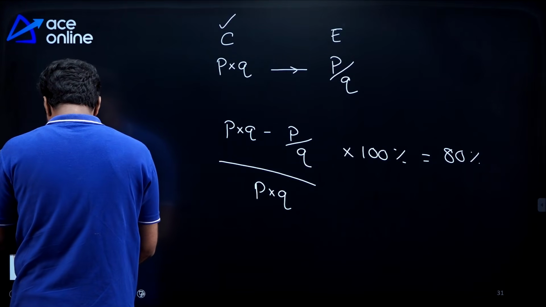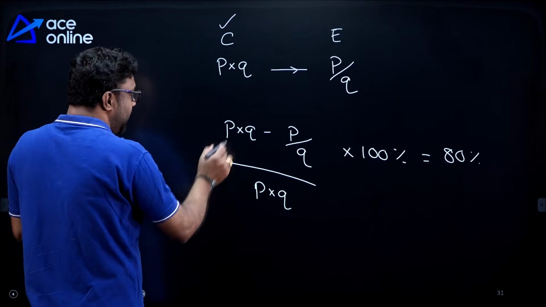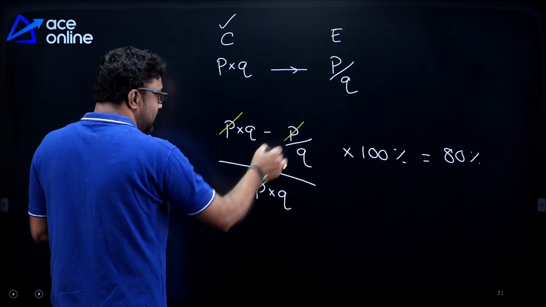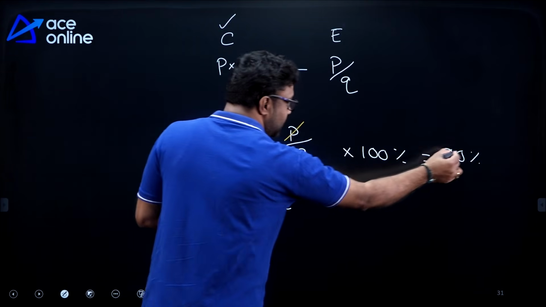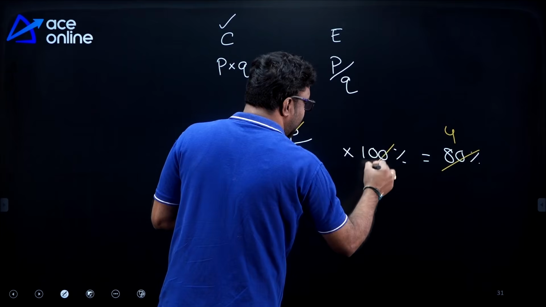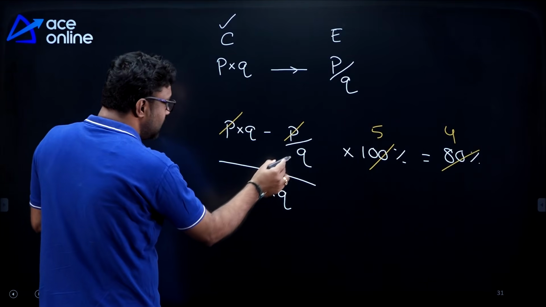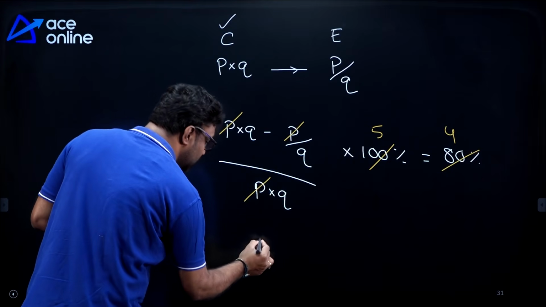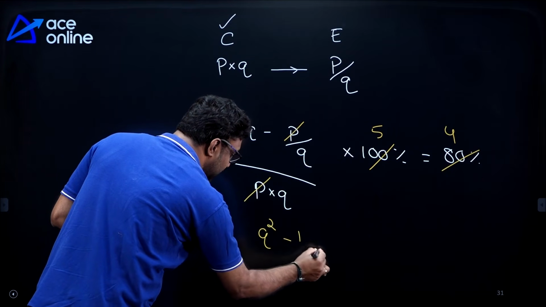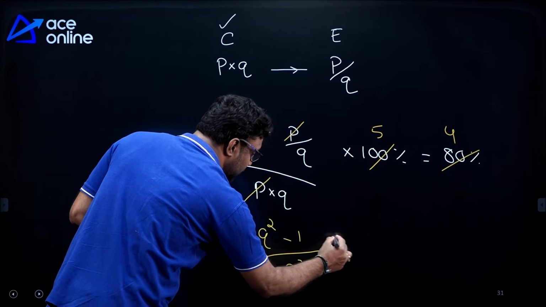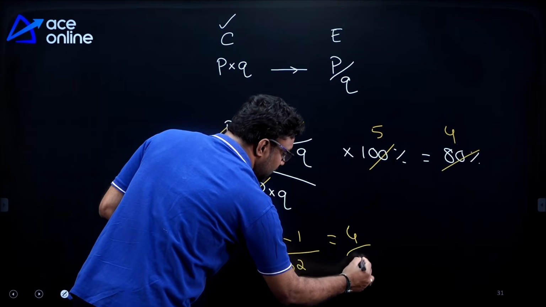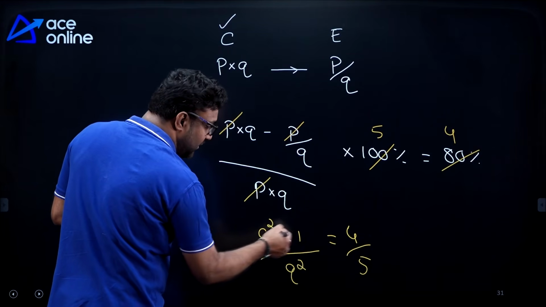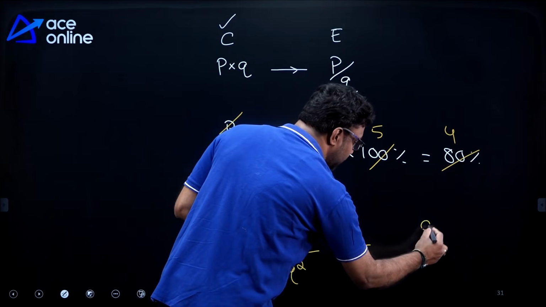Here, the reason they are not asking for P value is that P is common in all, so it will get cancelled. And this is 4 times, this is 5 times, fine. Now you can see this is Q square minus 1 divided by Q into Q. So Q square minus 1 divided by Q square is nothing but equal to 4 by 5. You can clearly understand Q square value is 5 only. Q will be equal to root 5.